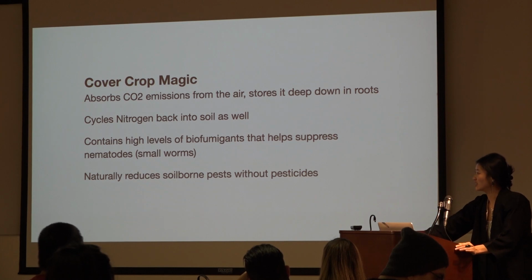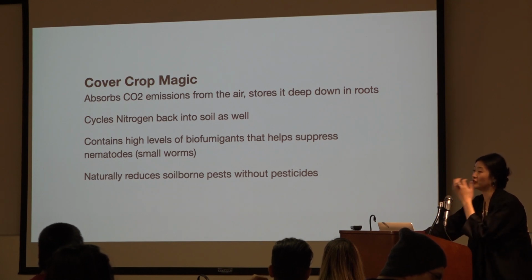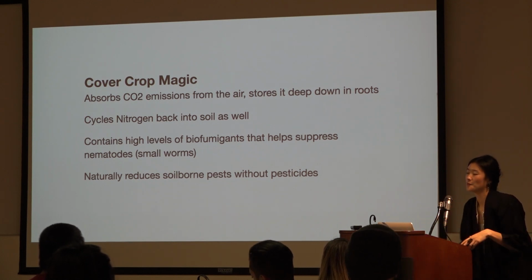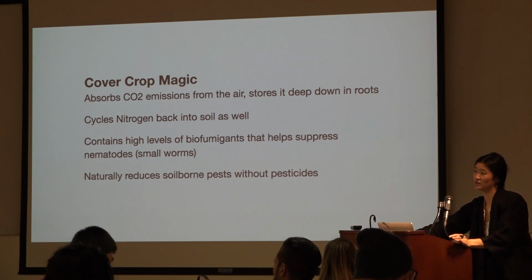And California actually has vowed to be carbon neutral by 2045. And so there's an immense amount of funding that's going into motivating California agriculture to basically plant as many cover crops as they can to try to reduce CO2 emissions.